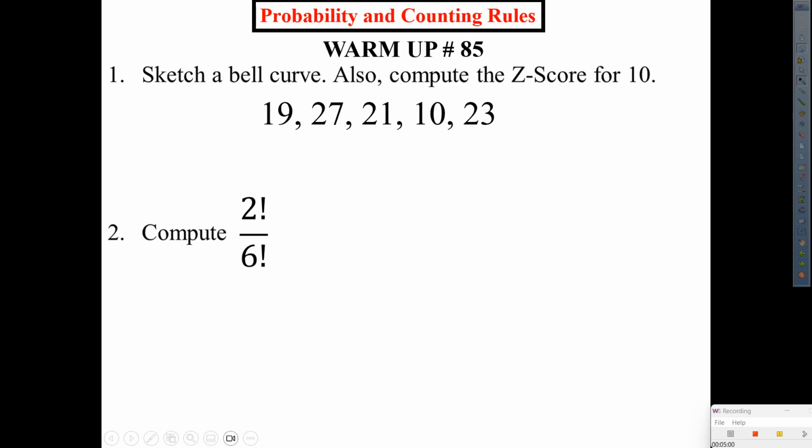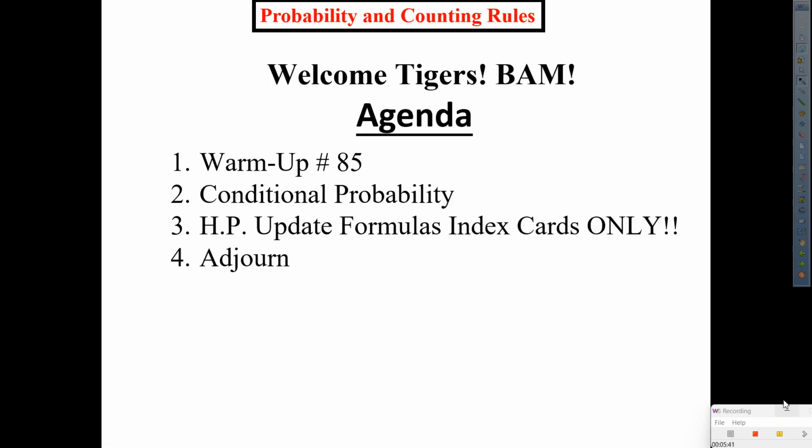Conditional probability. Tonight, hopefully, you're going to update your formula index cards with some of those new formulas or rules that we wrote down in the formula index corner of our notebook. Yes, Mr. Q. All right, good. Because tomorrow's Friday, and I asked you guys to study last night for addition and multiplication. Just saying.